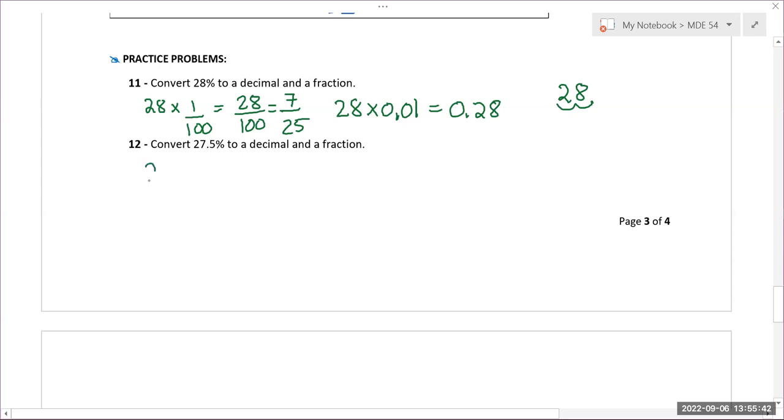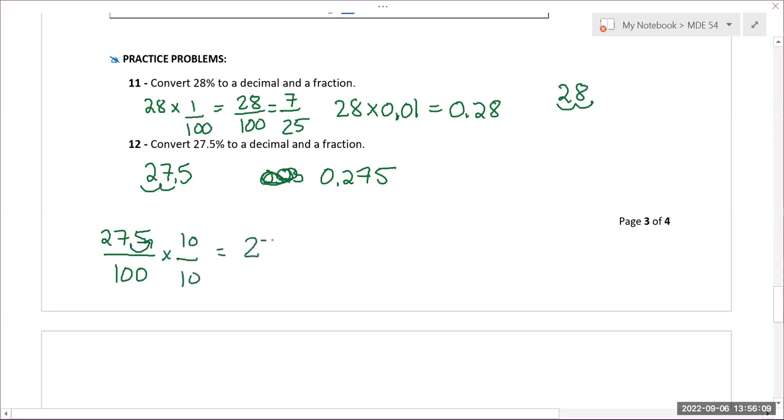If I'm converting 27.5% to a decimal, I move it over. Now the fraction one looks a little different. For the fraction one, I want to do 27.5 over 100, or times 1 over 100. And then I'm going to move it over 1 spot by multiplying each piece by 10. So that gives me 275 out of 1,000, which I'm then going to reduce down to 11 over 40 by dividing by their common number.